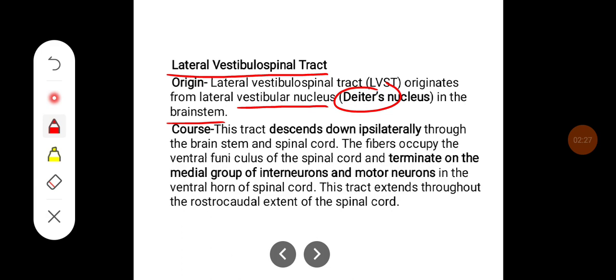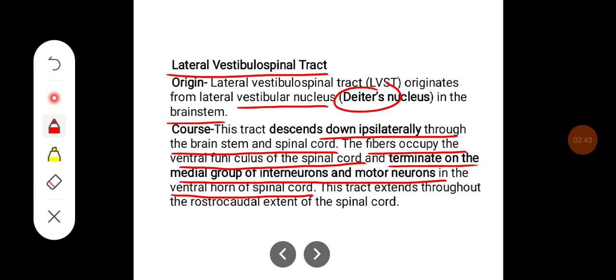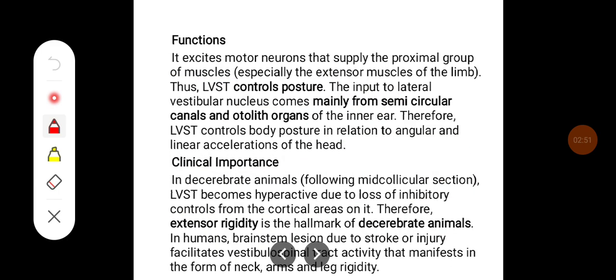If you see its course, this tract descends ipsilaterally through the brainstem and spinal cord. The fibers occupy the ventral funiculus of the spinal cord and terminate on the medial group of interneurons and motor neurons in the ventral horn of the spinal cord. This tract extends throughout the rostrocaudal extent of the spinal cord. In function, it excites the motor neurons that supply the proximal group of muscles, especially the extensor muscles of the limb, and thus the lateral vestibulospinal tract controls posture.